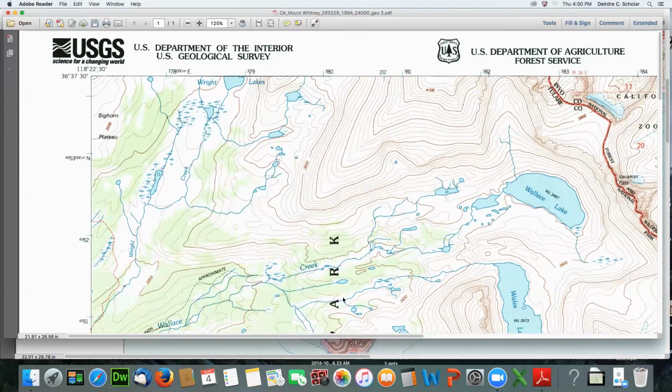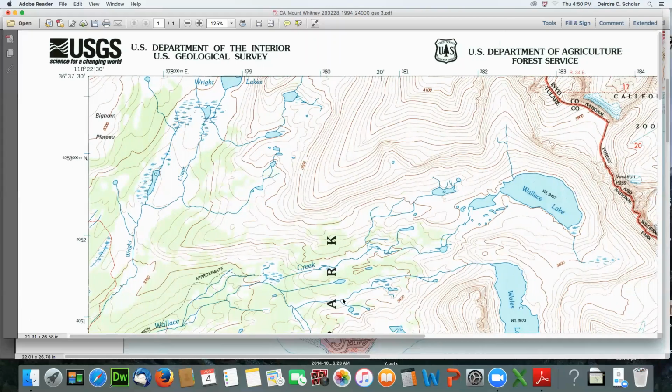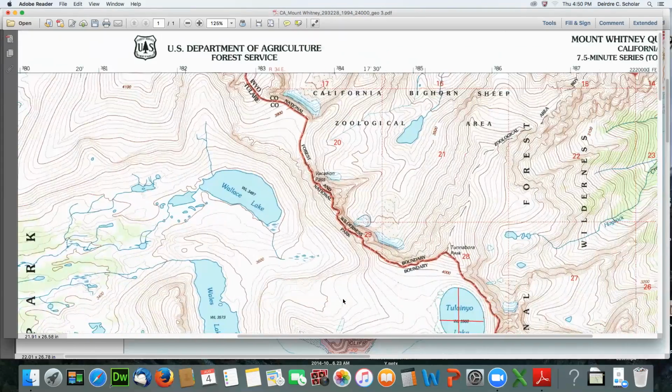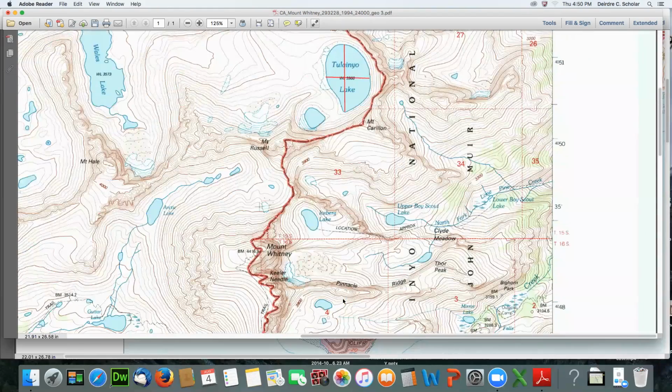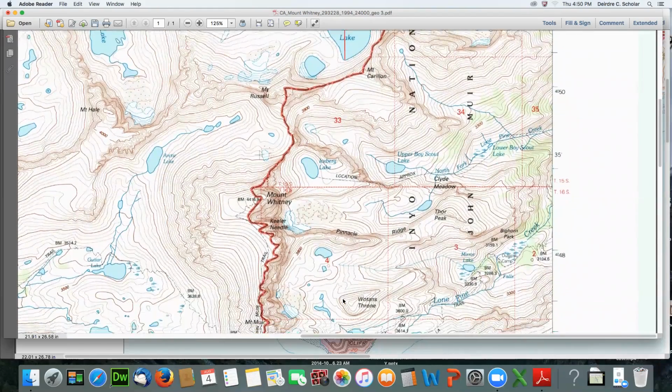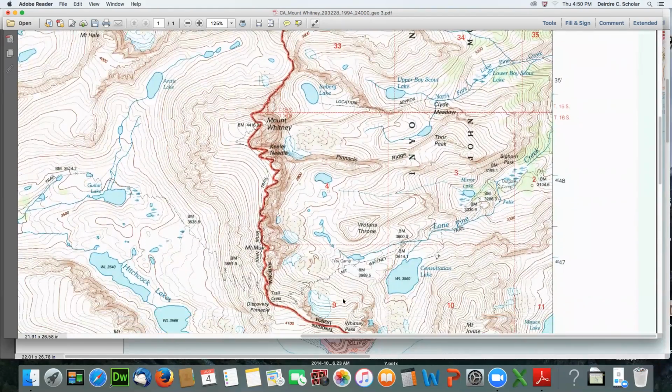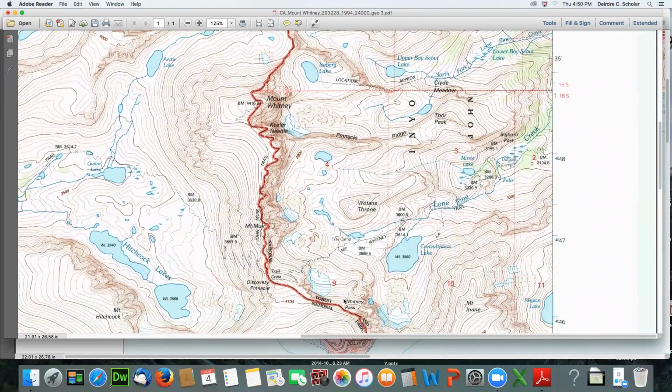Okay, let's look at a couple of places, Mount Chamberlain and Mount Pickering. So let's first find them. Mount Chamberlain and Mount Pickering.